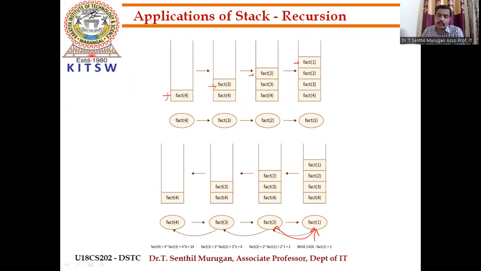1 into factorial of 2. What is the factorial 2 value? 2 into factorial of 1, so factorial 2 equals 2. Next it will come here. So 2 comes here in 3: 3 into 2 factorial. Factorial 2 value is 2 already. What is the factorial 3 value? 3 into 2, so 6. So 6 will be stored there. Then next, factorial 4. What is the factorial 4 value? 3 factorial value is 6. Here 4 factorial is 4 into 6, 24. So finally 24 will be stored here.